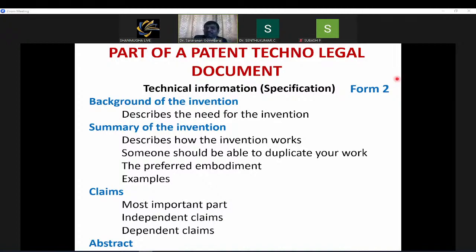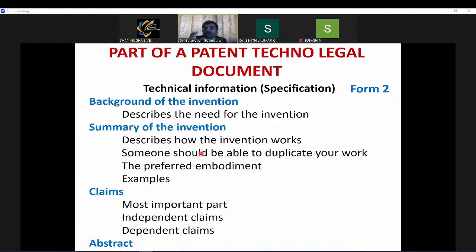Why those particular inventions are needed. Okay, that is in a simple manner. If you want to tell the aim, what is your aim? Because of that one, I went for this particular invention. And second thing, you should summarize your invention.